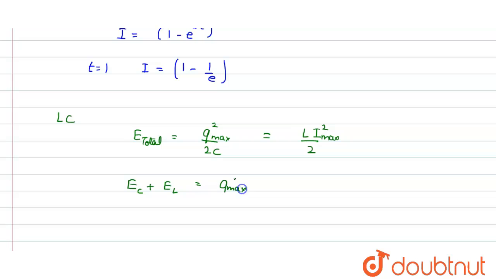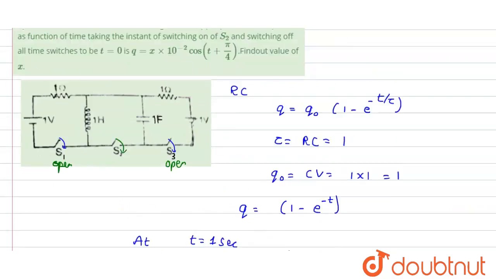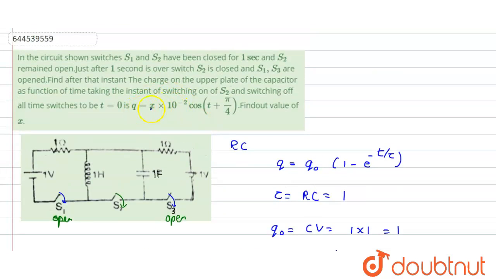This would be equal to Q max square divided by 2C. From this expression we can get the value of Q max, the maximum charge. Q is equal to Q max cos(t plus pi by 4). If we know the value of Q max, then from the comparison we can get the value of x.